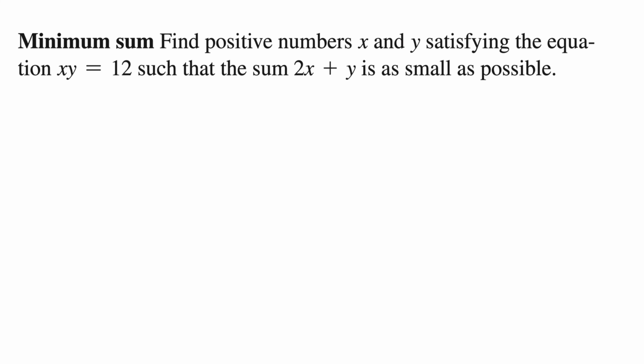Okay, we need to identify our objective function and our constraint. The objective function is the thing that we want to maximize or minimize, and this is it here, the 2x plus y. It says we want it as small as possible. So I write that as the goal. I like to be very clear in what I'm doing. Goal: I want to minimize the function 2x plus y. Let's call it s for sum. S equals 2x plus y. And then what's our constraint? Well, our constraint will always be the other thing given in the equation, xy equals 12 in this case.